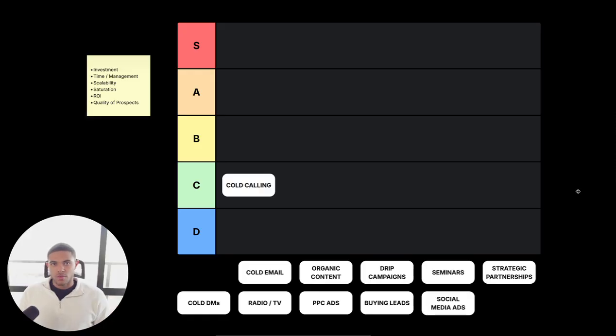Another thing here is it doesn't attract the right kind of prospect, right? You are chasing after prospects. You don't have that level of authority when they then decide to sit down on the call.